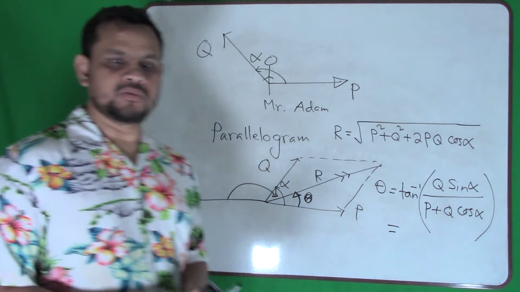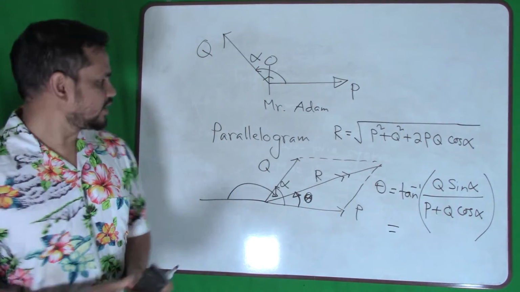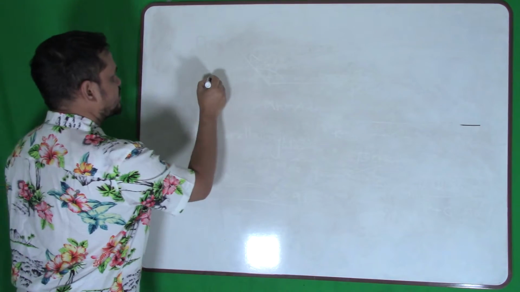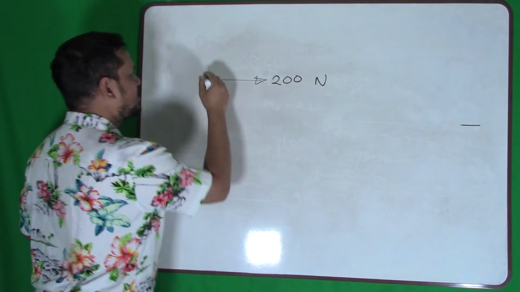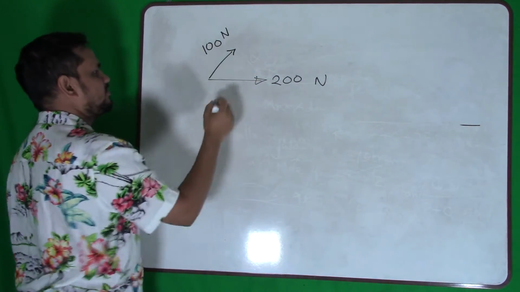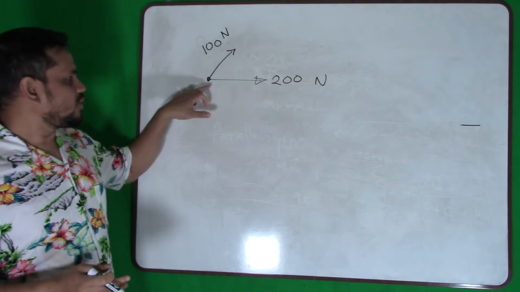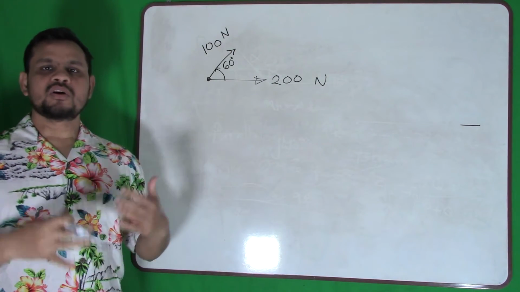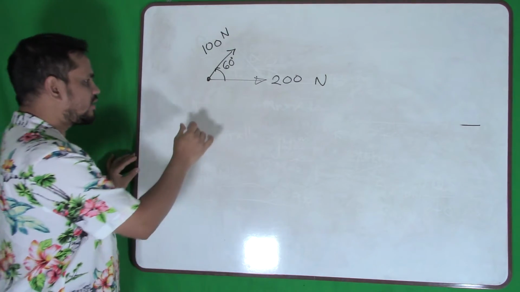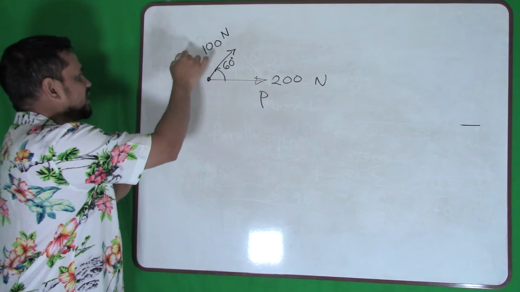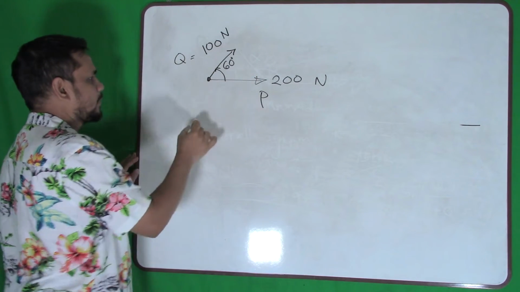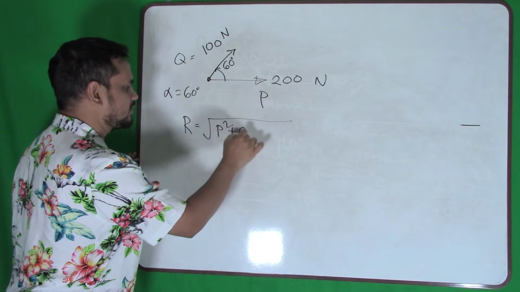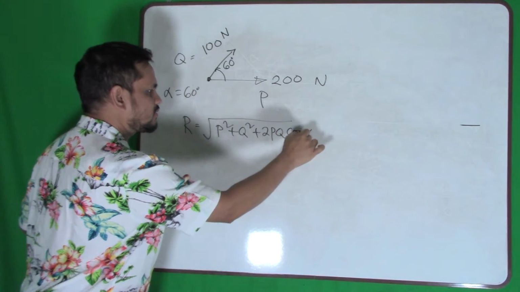Let me solve a problem to understand better. I brought my calculator. Say one force is 200 Newton, and the other force acting here is 100 Newton. Say two forces are acting on a point, 200 Newton and 100 Newton, and their angle is 60 degree. What is the resultant of these two forces and its orientation? How to find it? I will assume this is P, this is Q, and this one is alpha, so alpha is 60 degree. So what is my resultant? The resultant will be P square plus Q square plus twice PQ cosine alpha.